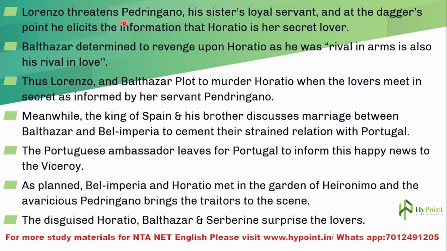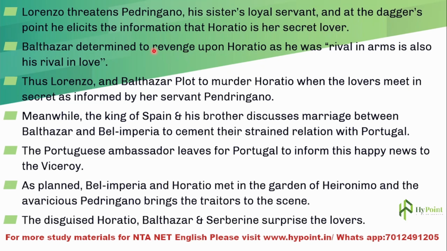So Lorenzo threatens Pedrigano. Who is Pedrigano? Pedrigano is Bellimperia's loyal servant. And at the dagger's point, he elicits the information that Horatio is her secret lover. In her soliloquy, Bellimperia already informed the audience that she is going to use Horatio in order to avenge the murderers of Don Andrea. From Pedrigano, at the dagger's point, Lorenzo gets the information that Horatio is the lover of Bellimperia.